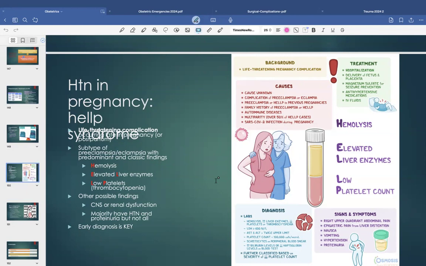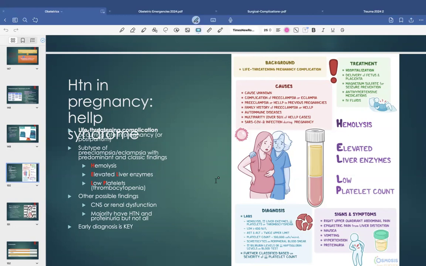These patients can also have other possible findings like CNS and renal dysfunction. The majority of them have hypertension and proteinuria because it is a subtype of preeclampsia, but not all patients. The key to this is early diagnosis. So we're going to talk about it in more detail. There's a guide for you from Osmosis with a summary of essentials.